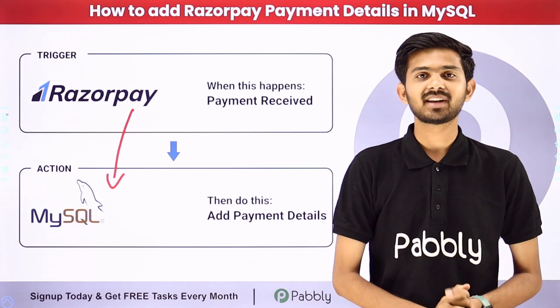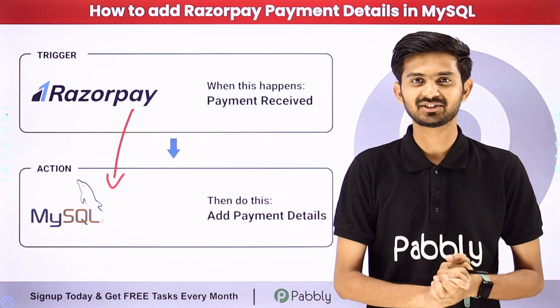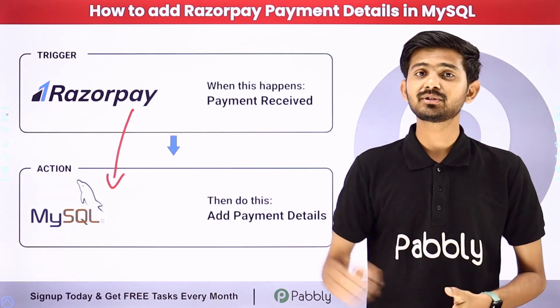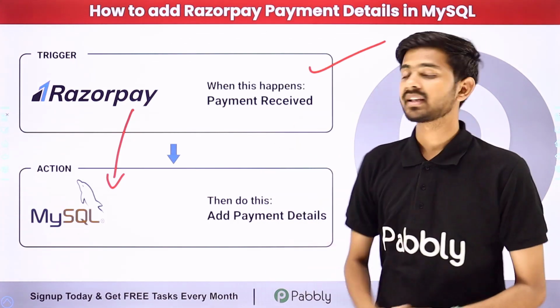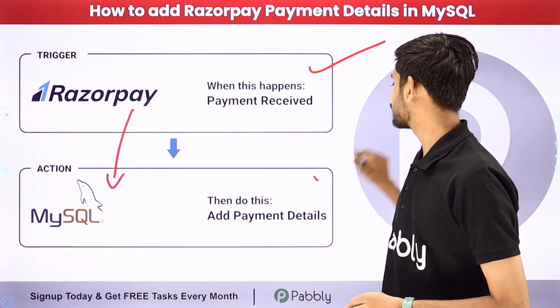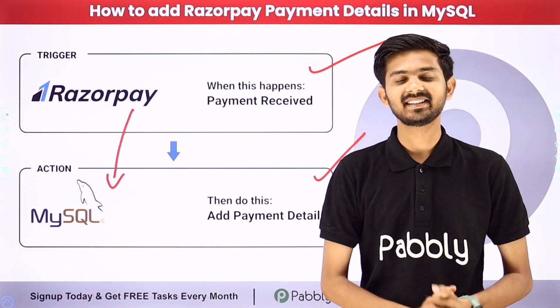So for building this connection, I'm going to use Pabbly Connect, which is an amazing software for automation and integration. In Pabbly Connect, I have to use trigger and action. In trigger application, I'm going to use Razorpay. In action application, I'm going to use MySQL. So how I'm going to build this connection? For that, let me take you to my computer screen.